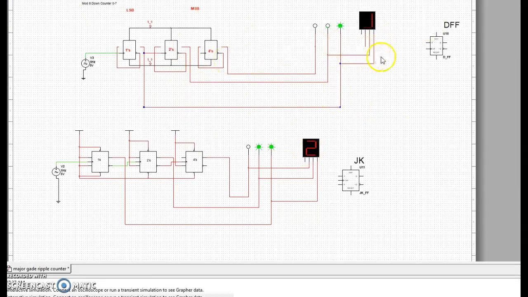This is going to be the D flip-flop, this is going to be the JK. So, 0, 3, 2, 1. This is going to be 0, 1, 2, 3. So, it's the same thing, just one counts up, one counts down.